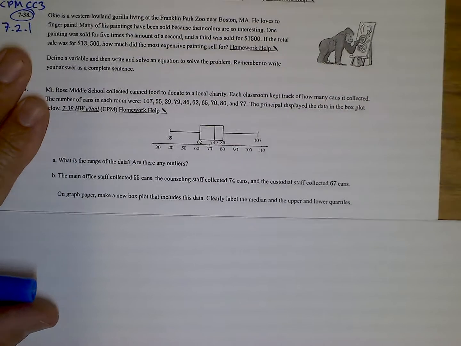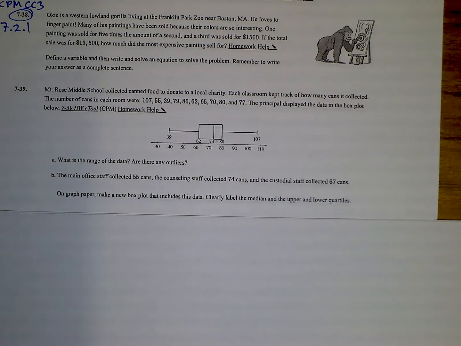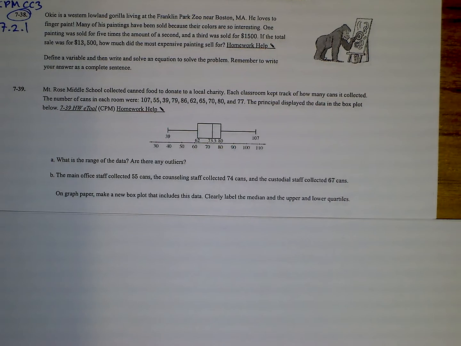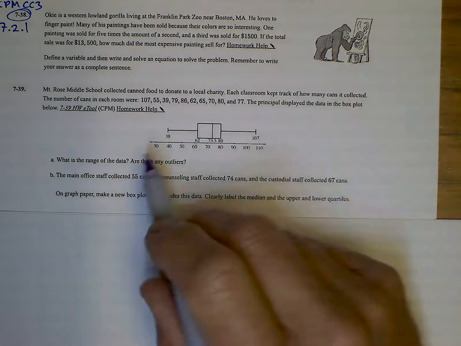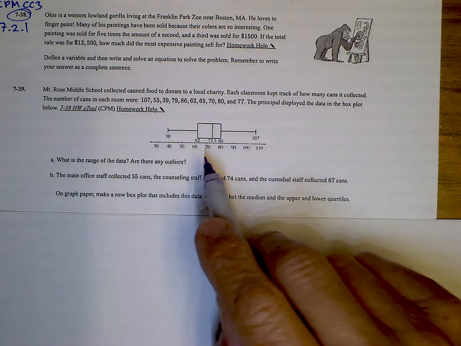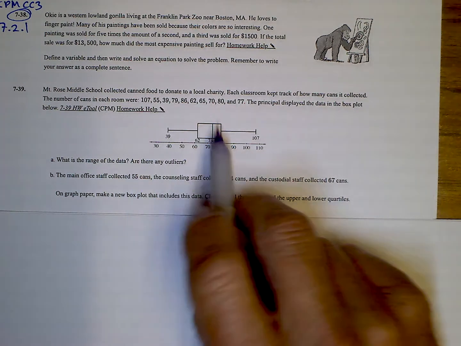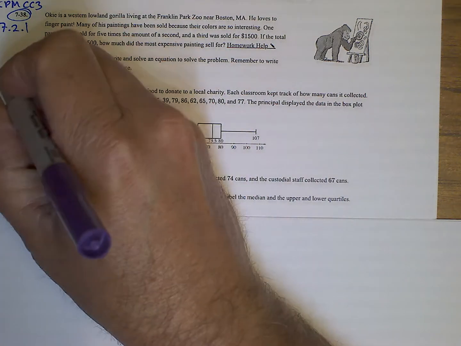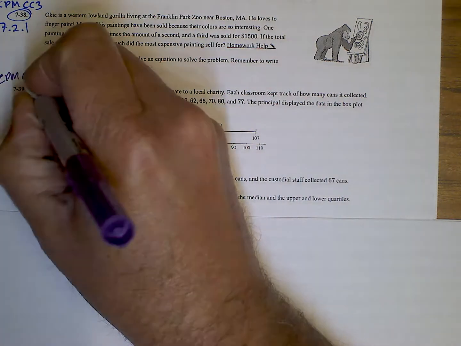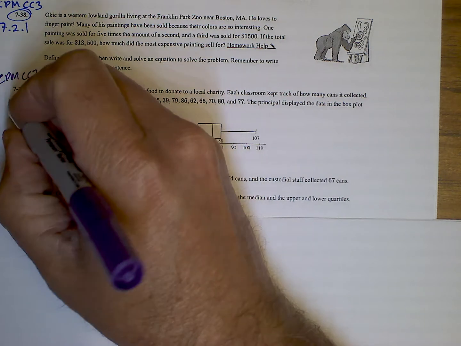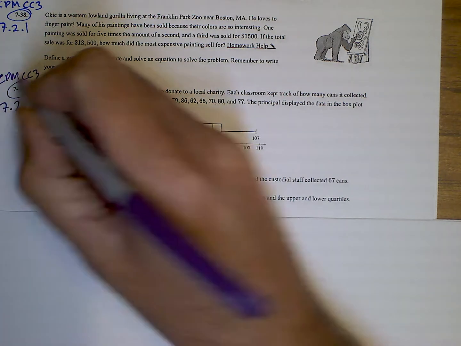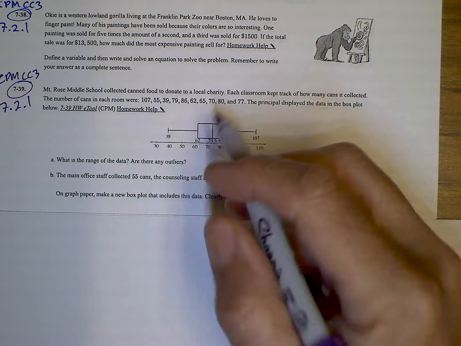We are looking today at box plots, some data, interpreting the box plot, determining if there is a change, and redoing a box plot if necessary. Let's use this question here as our basis for doing the math. So we're in CPM Course 3, and this is section 7.2.1, specifically number 7-39.